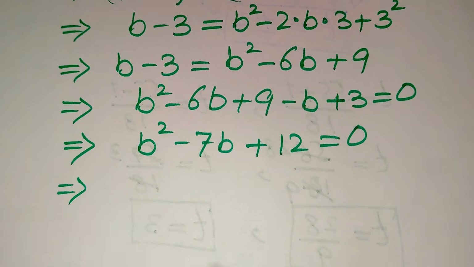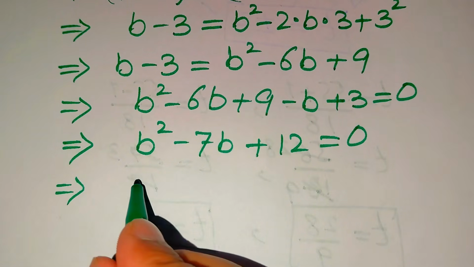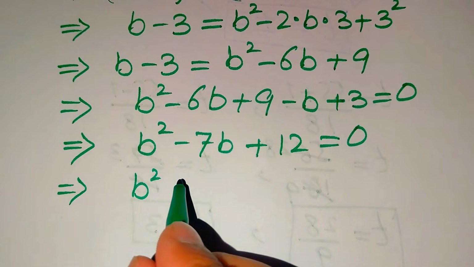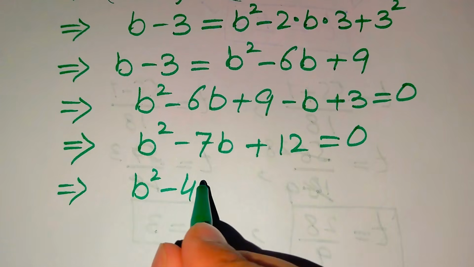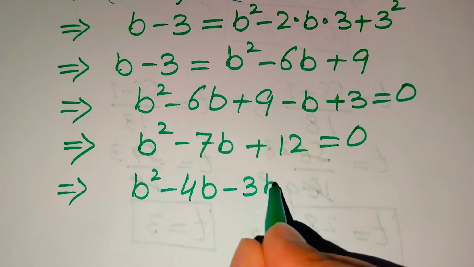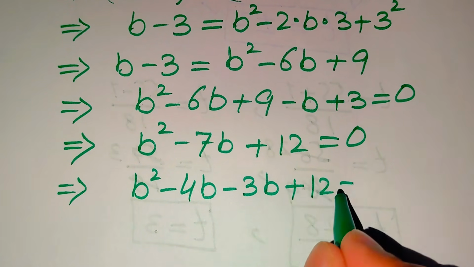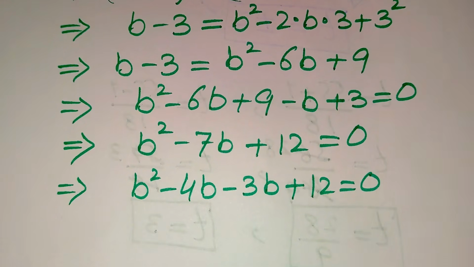Now you see that this equation becomes a quadratic equation in the variable b. We know there are three methods to solve a quadratic equation: the first is the factorization method, the second is completing the square, and the third is applying the quadratic formula. Here we use the factorization technique, and for this we break the middle term, which is minus 7b. We write it as minus 4b minus 3b plus 12, and this whole equation equals 0.